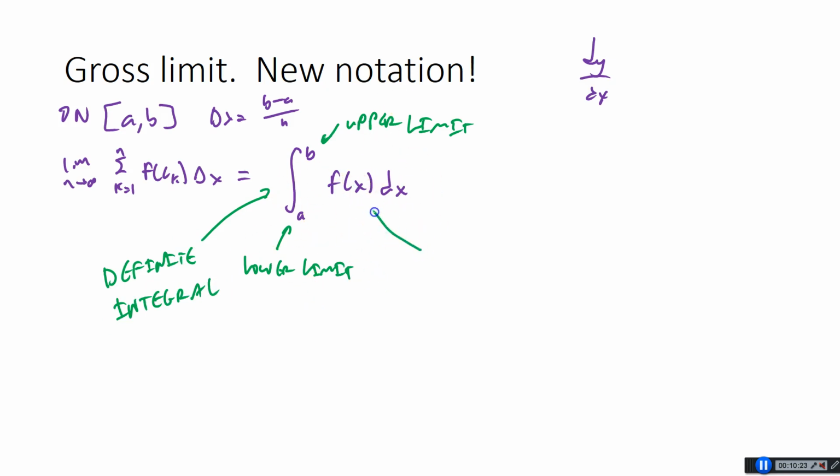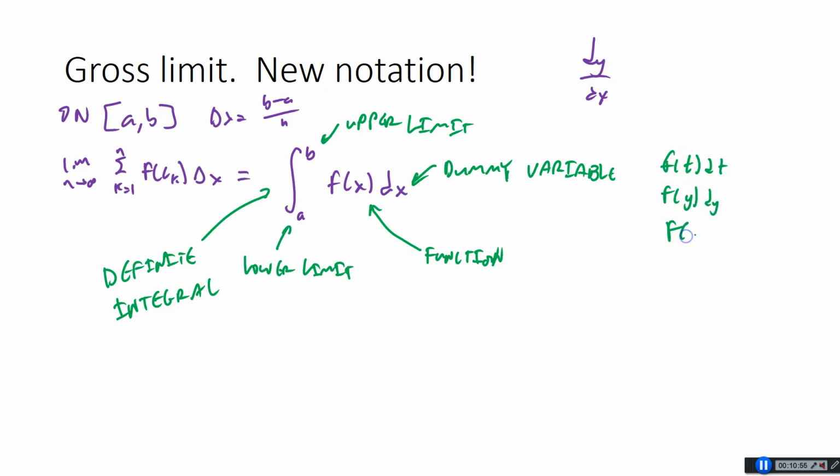This f of x right here, that is our function. And it's important to note here, this x is what is called a dummy variable. What that means is that it doesn't matter if it's x or t or y. You can use any variable you want. The calculation is always the same. So it could be f of t dt, which you see a lot with parametrics. It could be f of y dy. Could be some other variable. Theta often comes up in trig, f of theta d theta, something like that. The function on the inside here is called the integrand. It's what you're integrating.